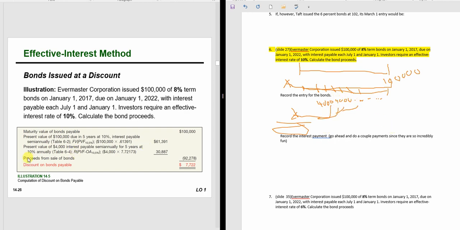So this one, notice it's present value of $100,000 due in 5 years at 10% interest. Okay, because I want it to be the market rate of interest. So notice, let me hold on a second. Should be 5 years. Okay, 2017 to 2020 is 5 years, and then this is 10%.